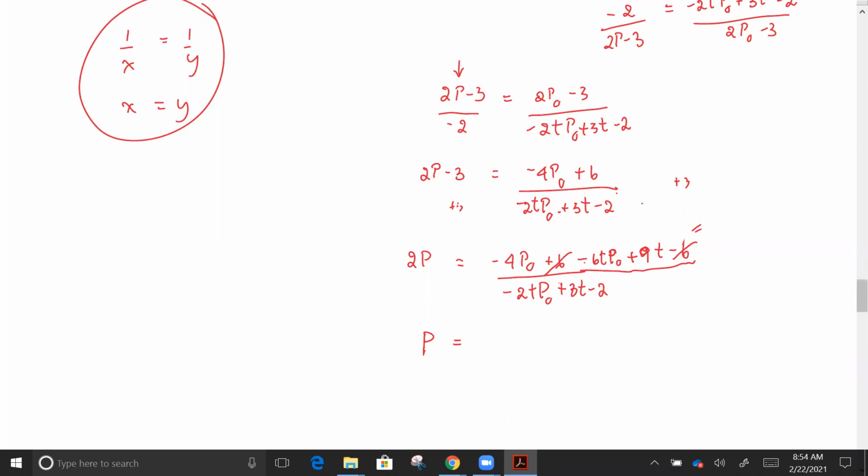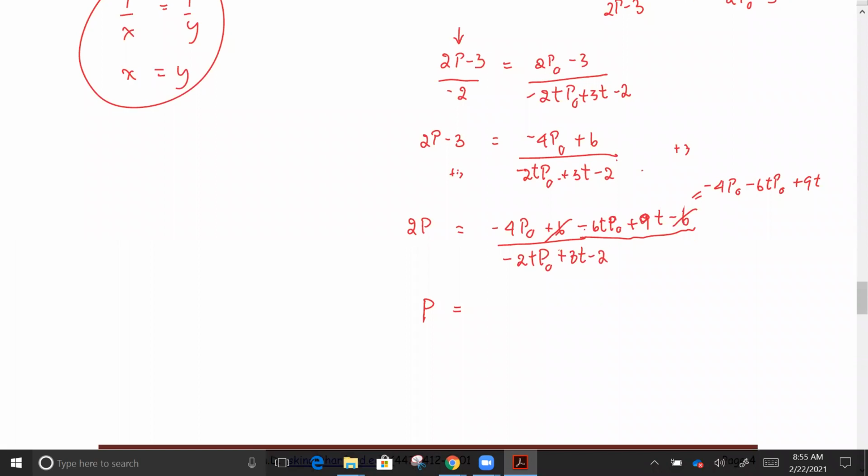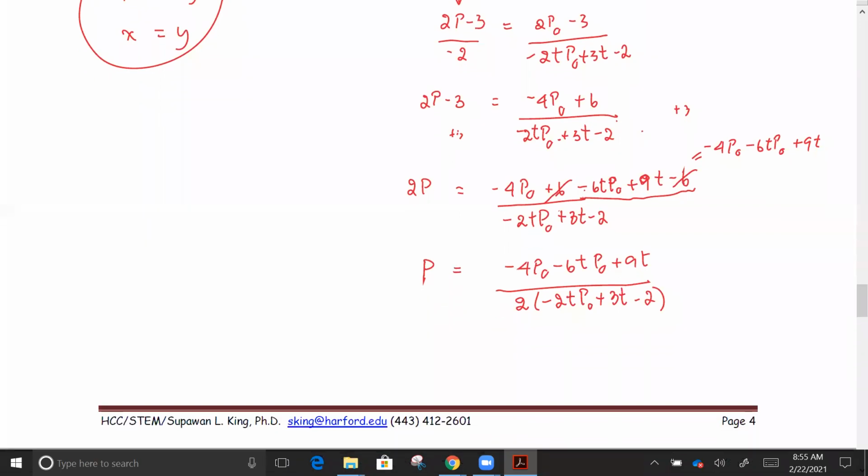Actually the numerator here is negative 4P0 minus 6tP0 plus 9t. Then we divide all by 2. After we divide all by 2, the top, negative 4P0 minus 6tP0 plus 9t, divided by 2 will be on the bottom here, negative 2t. I can multiply all by 2 or leave it as the factor 2 in front of the parentheses. So this is the general solution. If we know P0, we can plug it in and get the particular solution for P. All right, it's not pretty, right?